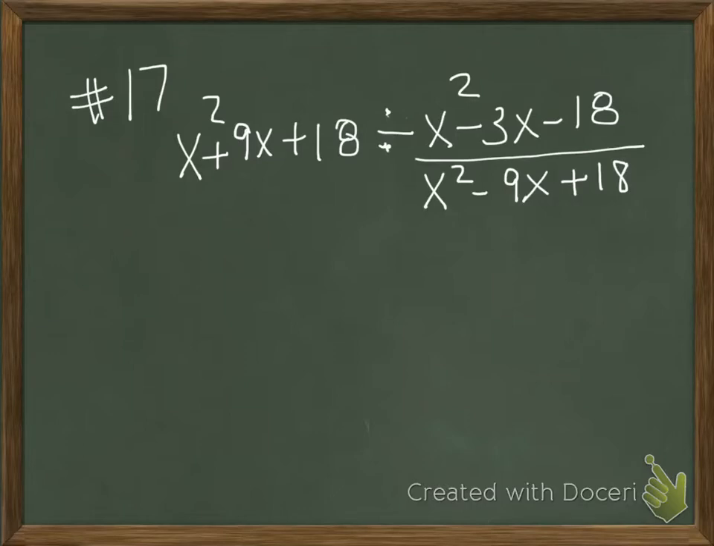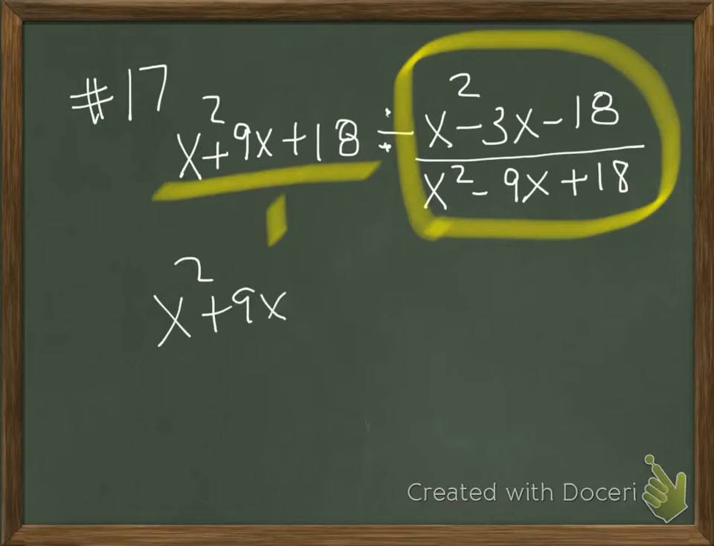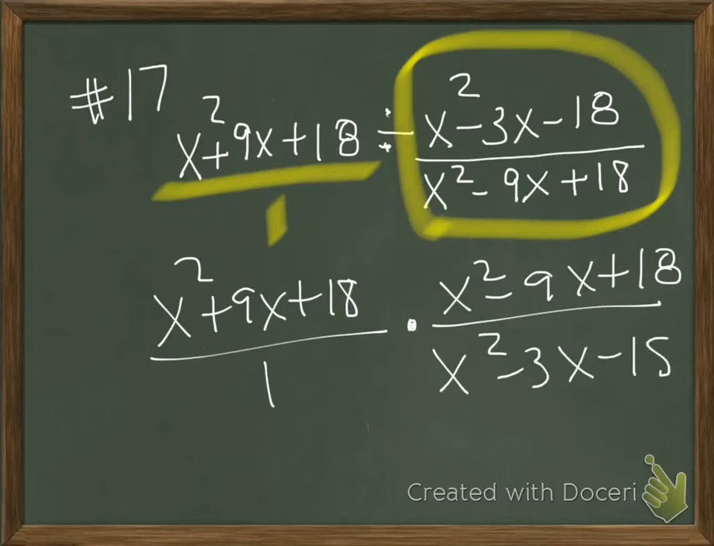And for number 17, it says x squared plus 9x plus 18 divided by this fraction over here. But this one is not as a fraction. So what you do is you write it as over 1. So I have x squared plus 9x plus 18 divided by 1. And then remember, your first step for division is to flip the second fraction. So x squared minus 9x plus 18 becomes the numerator, and x squared minus 3x minus 18 becomes the denominator. Then from here you factor and cancel.